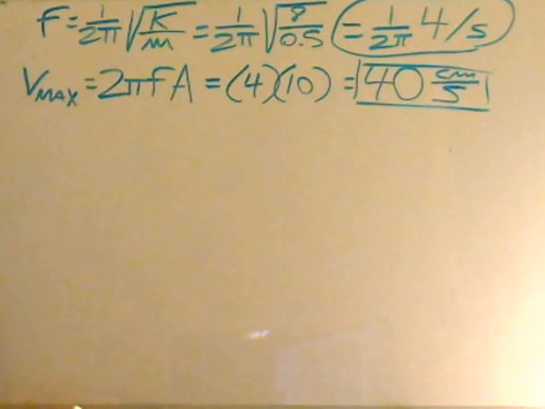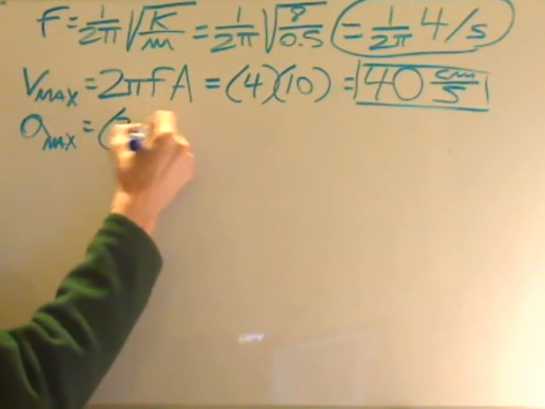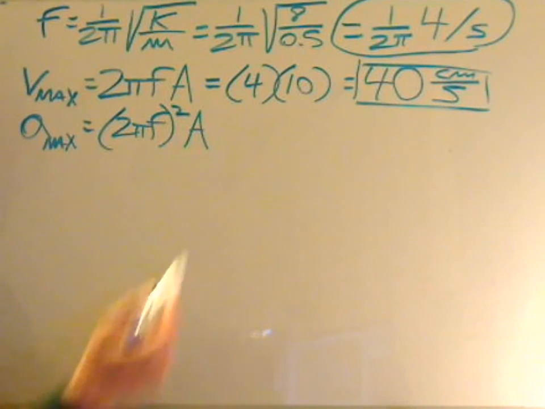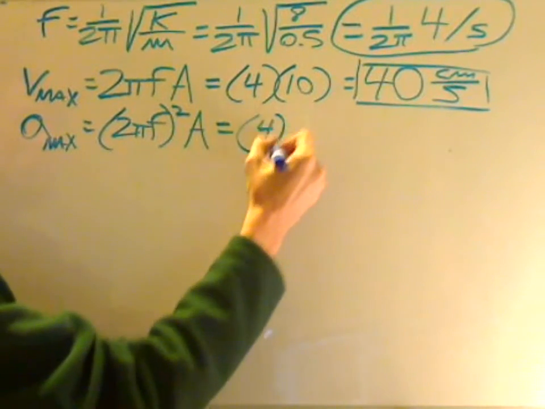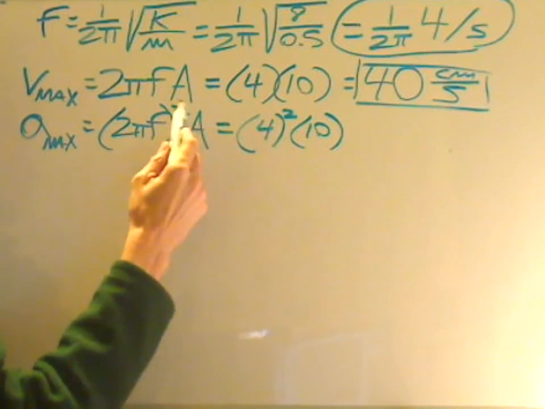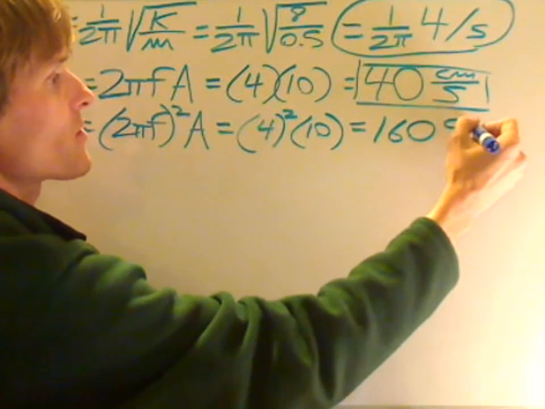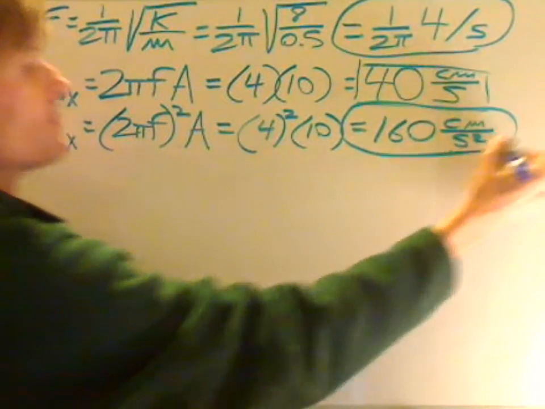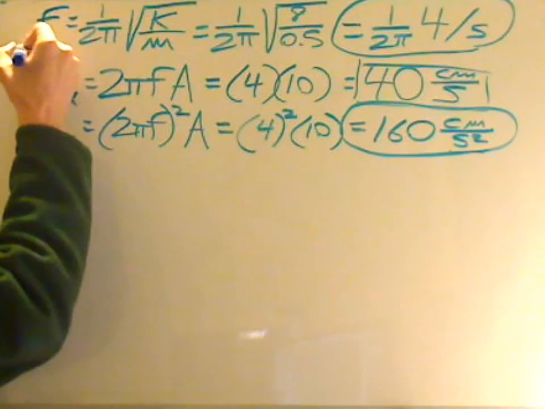Okay, so there's Vmax. Now Amax, maximum acceleration, is 2 pi f squared times the amplitude. So instead of 4 times 10 here, you're going to end up with 4 squared times 10. The 2 pi's again will cancel, and that gives you 160, in centimeters per second squared. We're just leaving things in centimeters for this problem, and as long as we're consistent, it's going to be fine. So there's the answer to part A.